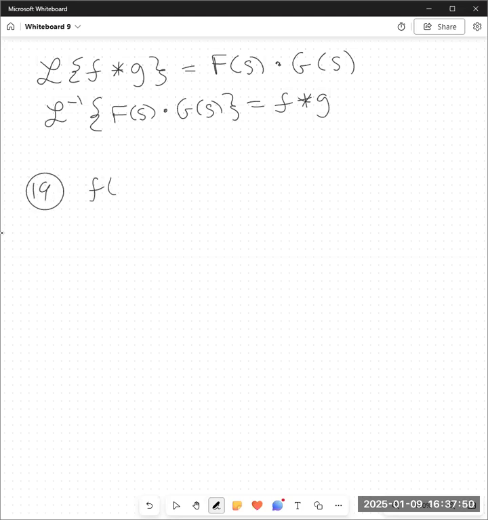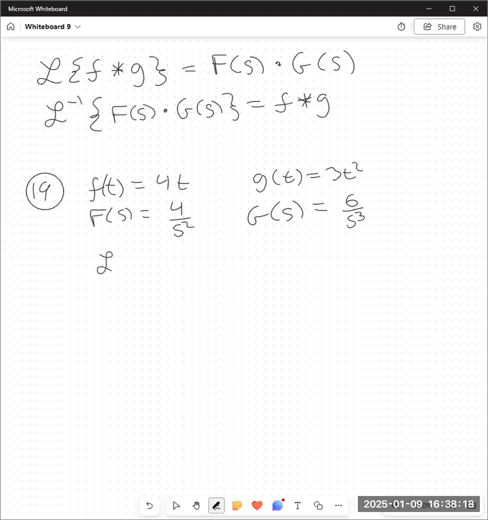And we have an f of t given to us as 4t, and I have a g of t given to me as 3t squared. So my capital F of s is equal to 4 over s squared. My capital G of s is equal to 6 over s cubed. So my F times G is 24 over s to the fifth.